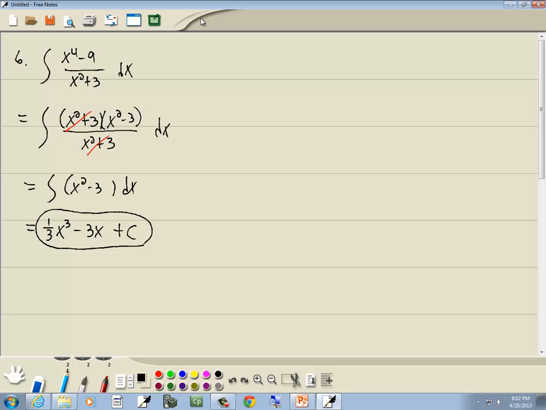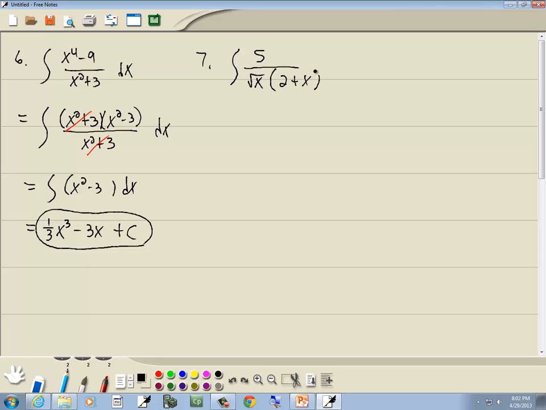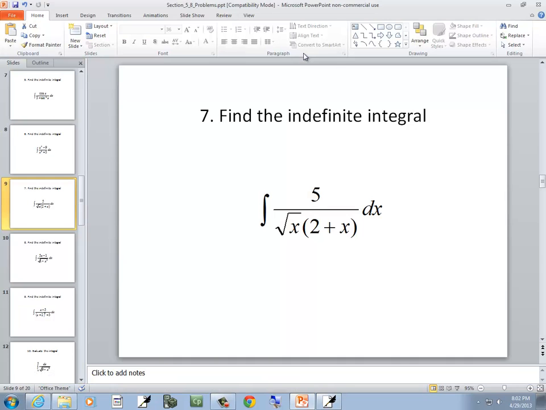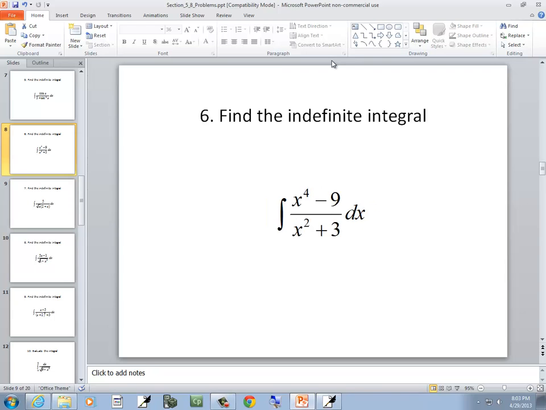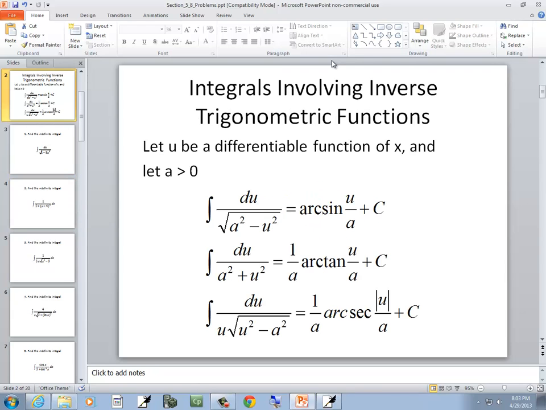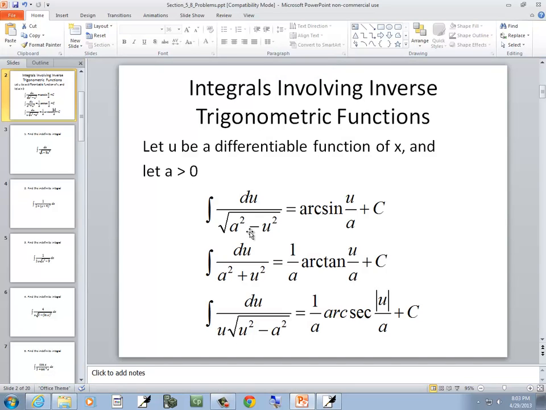Let's take a look at this one. Got the integral of 5. I guess that one was pretty short, wasn't it? I could have done that on the last page. And then 2 plus x. And I forgot something. I forgot my dx. And let's go look at our formulas. Assuming we're going to use these formulas, and I don't really see any other method available. There's no square roots. Can't be the first one, can't be the third one, has to be this one.